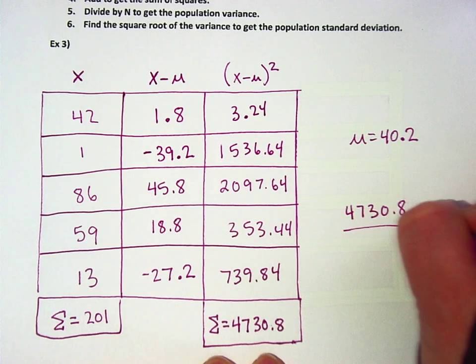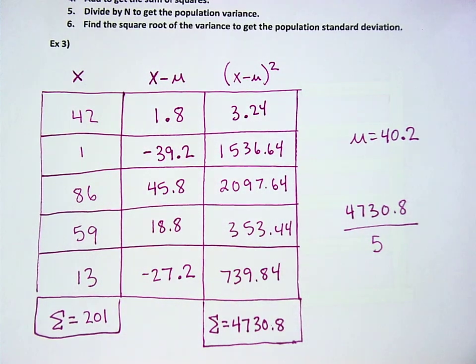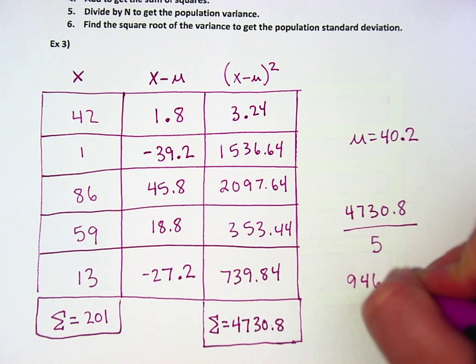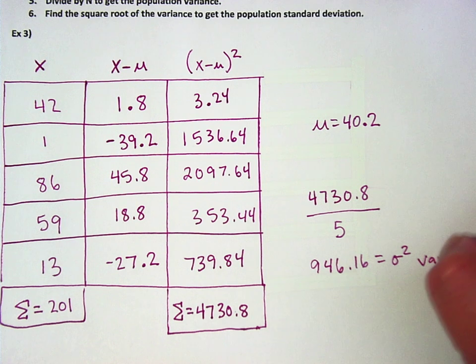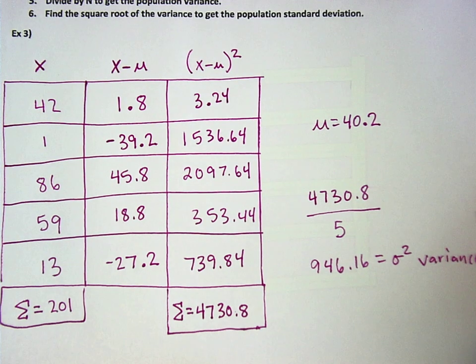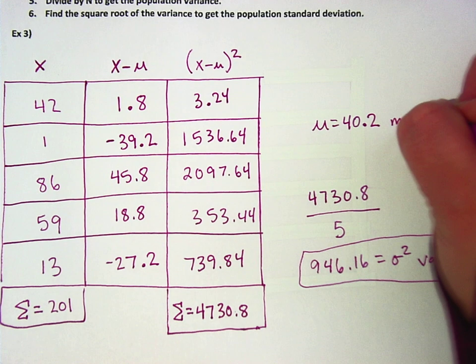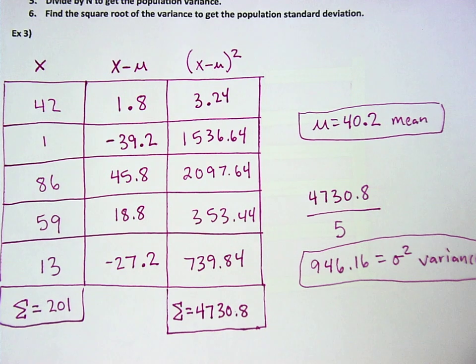So that number, 4,730.8. Next thing you do is you divide by how many you have. So we're going to divide by 5. 946.16, and that is the variance. That's sigma squared. How do we find the standard deviation? Square root, 946.16. I got 30.